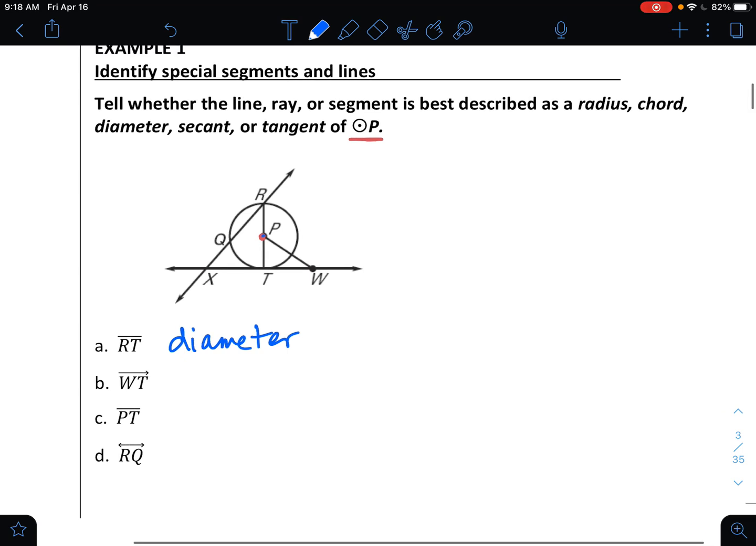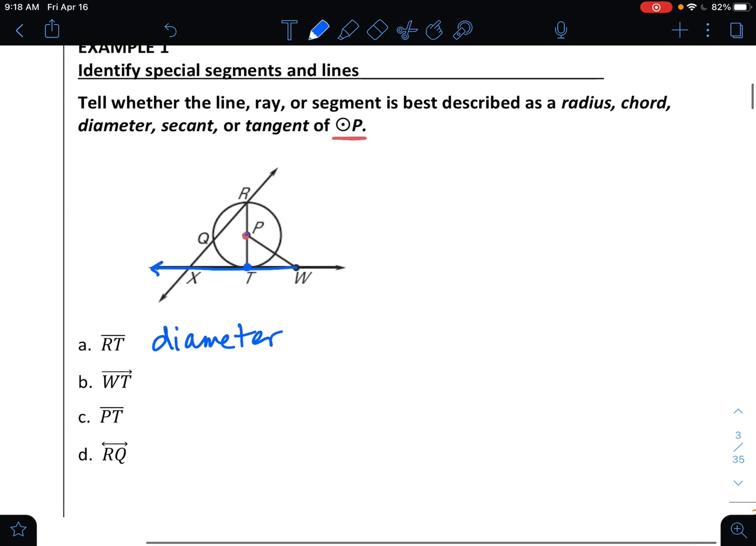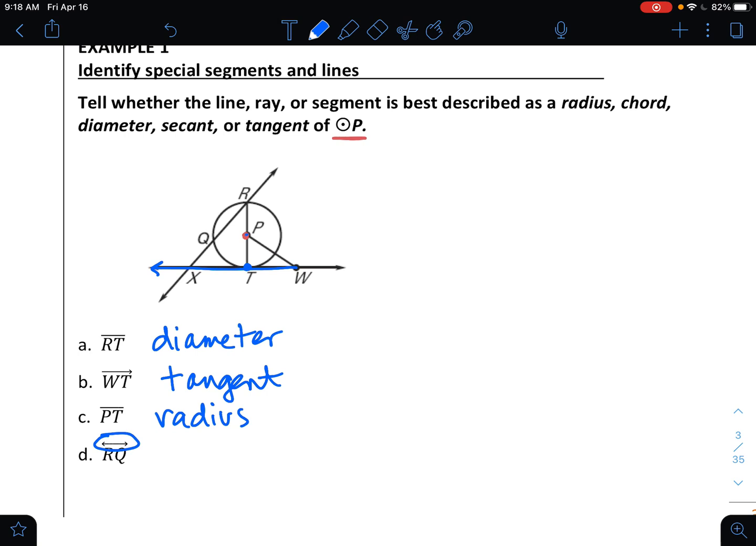Okay, ray WT. It's going from W through T. Now, even though it's listed as a ray, I see it's intersecting at one point, so this is a tangent. It can be a ray, not necessarily a line, as long as it's on the outside going through one point. Okay, P over to T, there's my radius. And then line RQ, now it has a line symbol, so that's referring to the line. That's your secant, not chord. If it said segment RQ, that would be my chord.